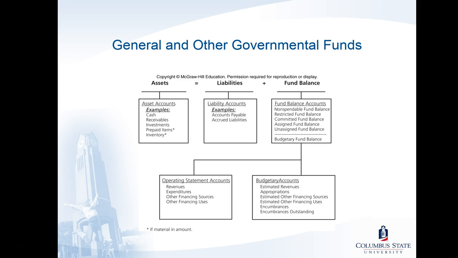So we have operating statement accounts: revenues, expenditures, other financing sources, and other financing uses. And budgetary accounts: estimated revenues, appropriations, estimated other financing sources, estimated other financing uses, encumbrances, and encumbrances outstanding. And the term encumbrances is also new to you, and we will talk about that in the very near future.